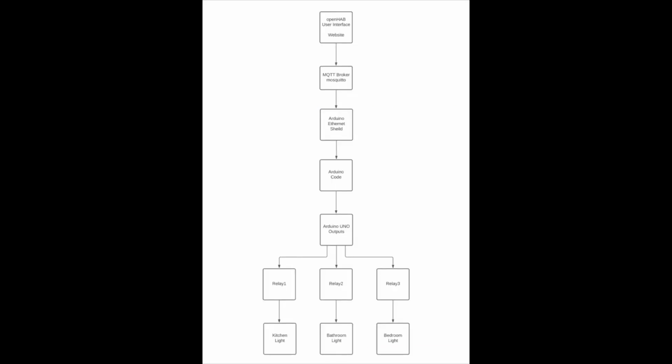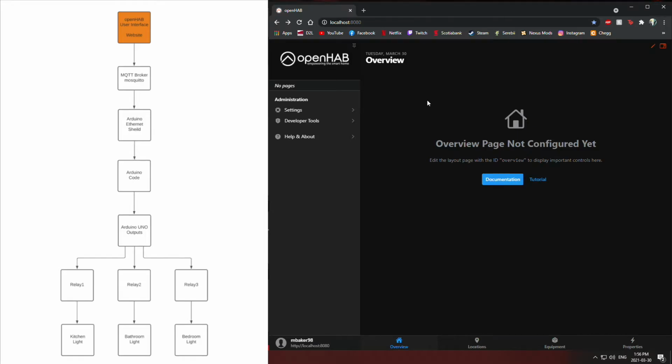On the screen now is the system block diagram, which shows us the required path that an input must take to get the desired output that we want. In this case, the input is the click of the computer mouse turning on or off a specific light, and the output is the correct light matching the desired outcome. As you can see, there are a couple things that must be done in between to get the input to an output. The first item on our block diagram is openHAB user interface and website.